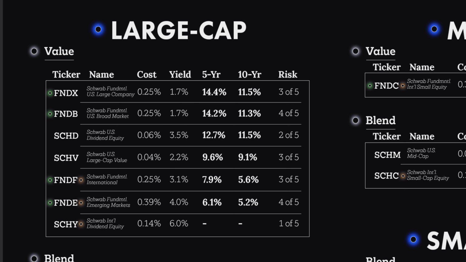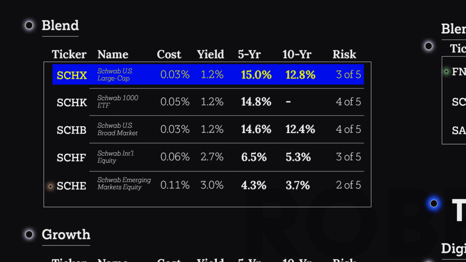Maybe you don't care if it's value or blend or growth. So we can see them all together though. Of the blend category, SCHX is the highest 5-year return at 15% annually, with a yield of 1.2% and a cost of 0.03%. So SCHX outperformed every value ETF.